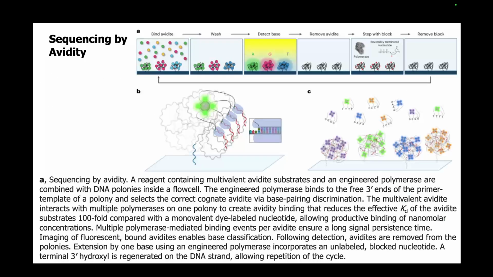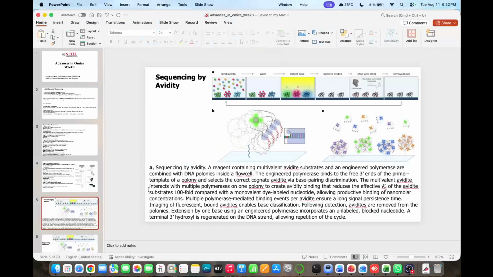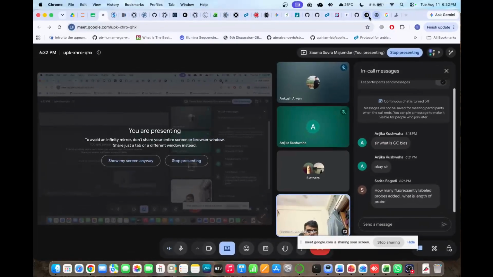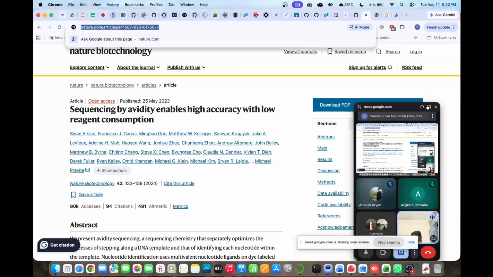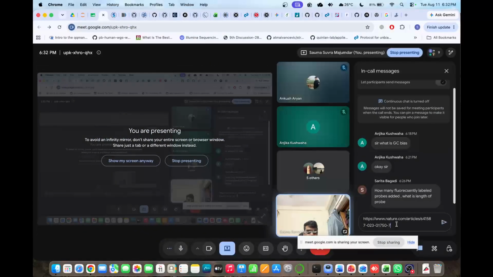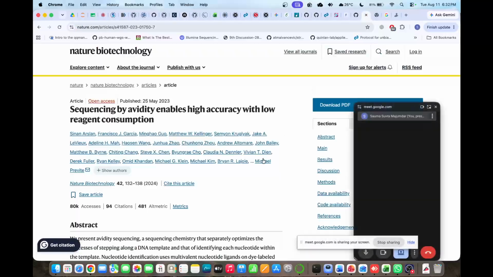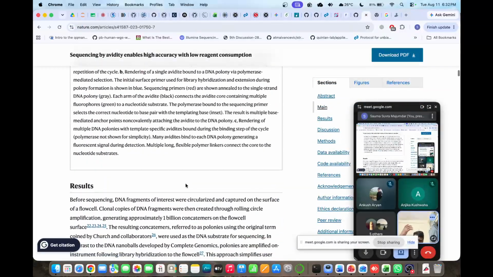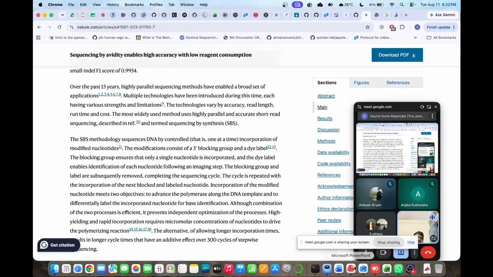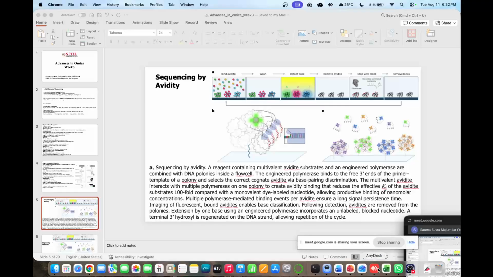Moving on is another type of technology which uses sequencing by avidity. This is a slightly newer technique, if I'm not wrong. This is the paper that came out in 2023 describing the whole technique. I've taken this image from this paper, so if you want more details, kindly follow the paper, but let us go through it.